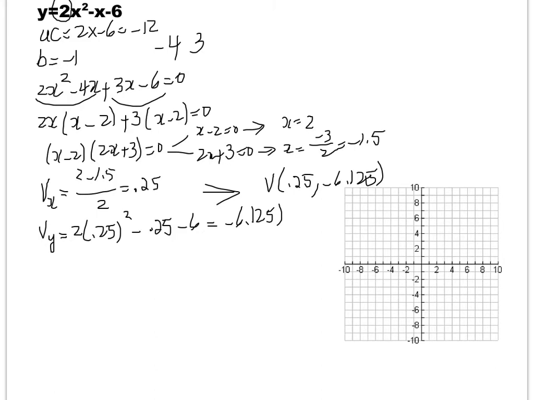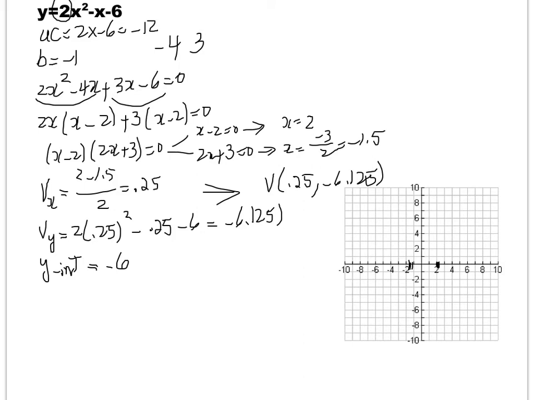The last point I'm going to find is the y-intercept, which is when x is equal to 0, which is going to be equal to negative 6. Now I have enough points to go ahead and plot the graph. First of all, the x-intercepts are 2 and negative 1.5. So this is 2, and negative 1.5 is going to be somewhere around here in the middle.